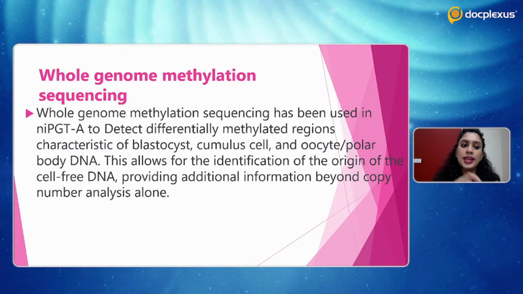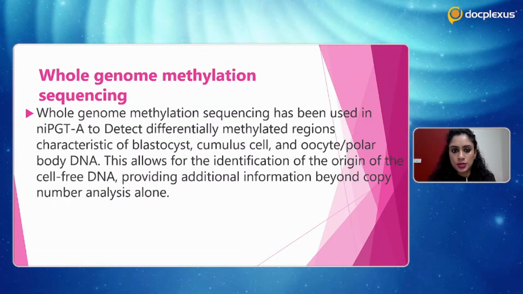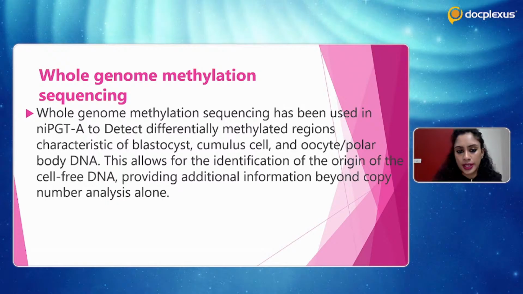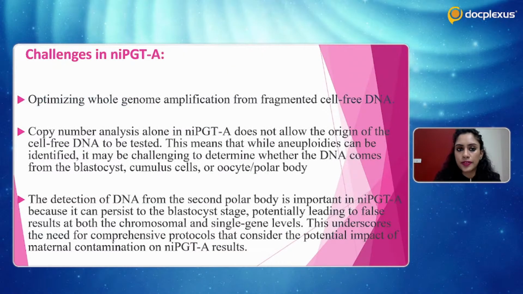Whole genome methylation sequencing, basically, it's used for the non-invasive PGTA to detect differentially methylated regions. These regions could be characteristic of the blastocyst, the cumulus cells, and the oocyte or polar body DNA. So differential methylation regions are being detected. This allows for the identification of the origin of the cell-free DNA, providing additional information beyond just the copy number analysis. Now, what are the challenges we face in the non-invasive PGTA?